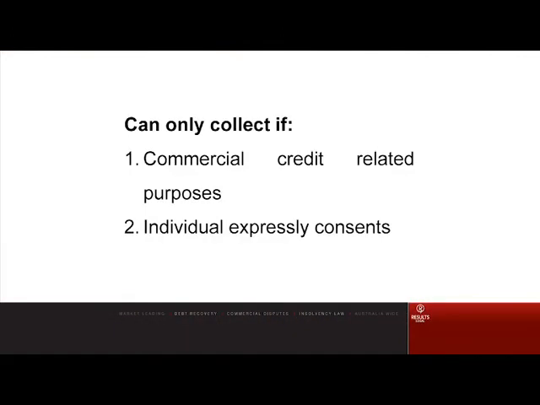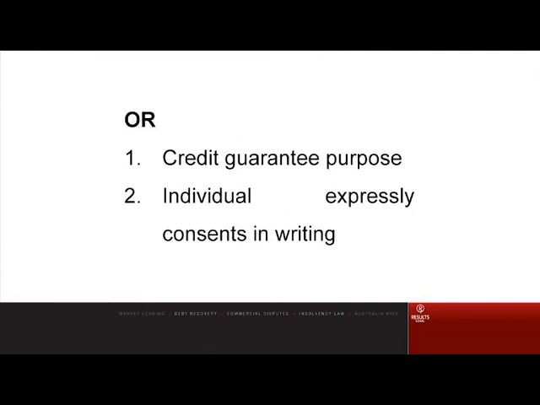So if we're going to collect credit information, if it's for commercial credit related purposes, we need the express consent. And if it's for guarantee purposes, we need the express consent in writing. We've talked about our permitted uses, which is essentially assessing applications and collecting debts. And we need to obtain evidence before we disclose credit information that the person we're giving it to is entitled to it. Otherwise, we're breaching the code. And there are some serious consequences. The Commissioner's got some teeth around this stuff.